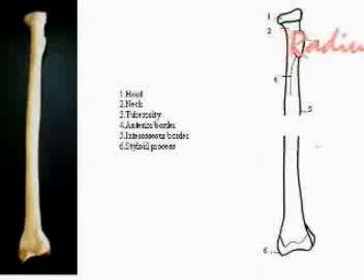The radius is the lateral bone of the forearm. It has three borders: anterior border, interosseous border, and posterior border. The radius has three surfaces: anterior surface, lateral surface, and posterior surface.